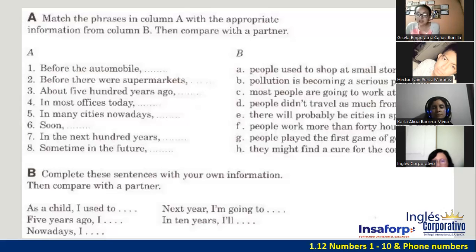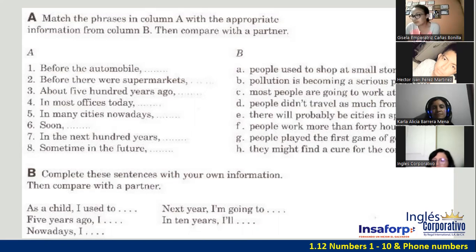5 years ago, I studied high school. Nowadays, I study at the university. Okay. And next year, I'm going to be in the 5th year of the university. In 10 years, I'll be out of the country.